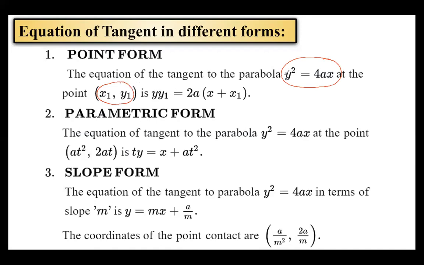See what happens. The y squared converts to y times y1, the 4ax converts to 2a times x plus x1. This is the equation of tangent to the parabola. But why is it 2a? Shouldn't it be 4a? Actually, in place of y we substitute y1, but x is substituted by x plus x1 over 2, so that 2 got cancelled out.